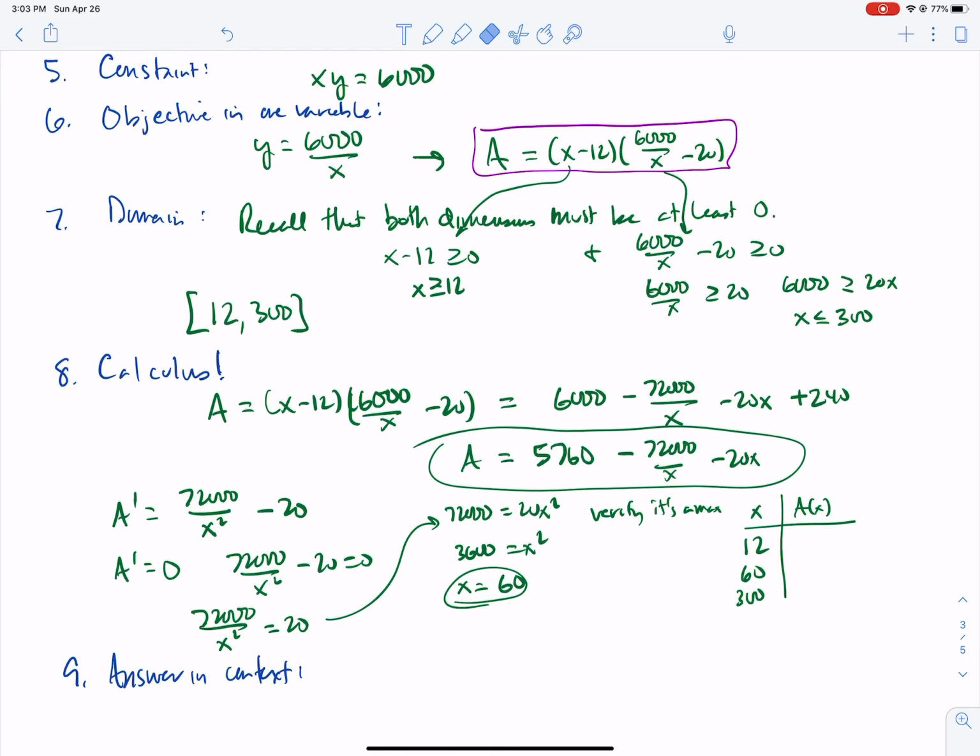And so when x is 12, I'm going to get 0. 6,000 over 12 is 500. 500 minus 20 is 480. I get 0 from that. When x is 60, I get 48. 6,000 over 60 is 100. 100 minus 20 is 80. 48 times 80 is 3,840. And then when x is 300, I'm going to get 288 times 0. And so here is my max value. So the max occurs when x is equal to 60.